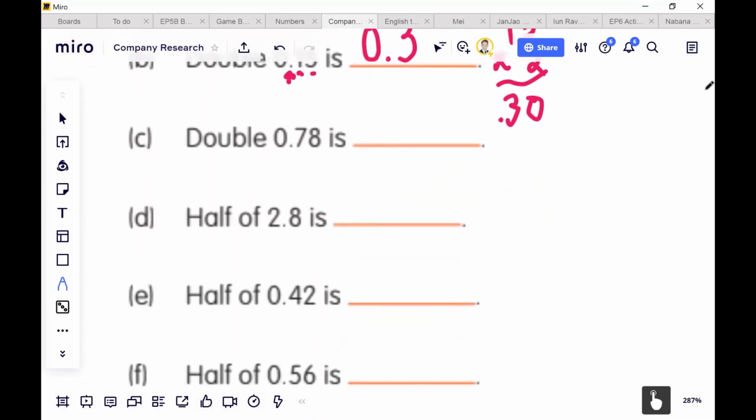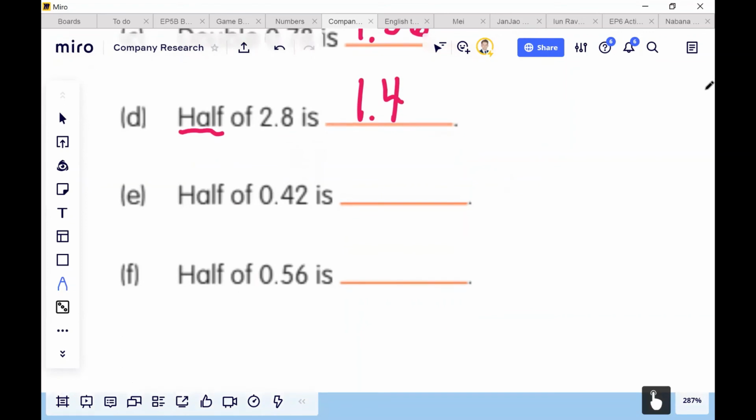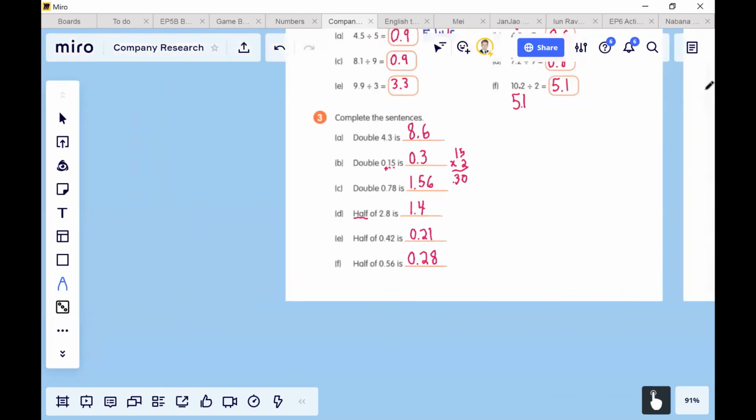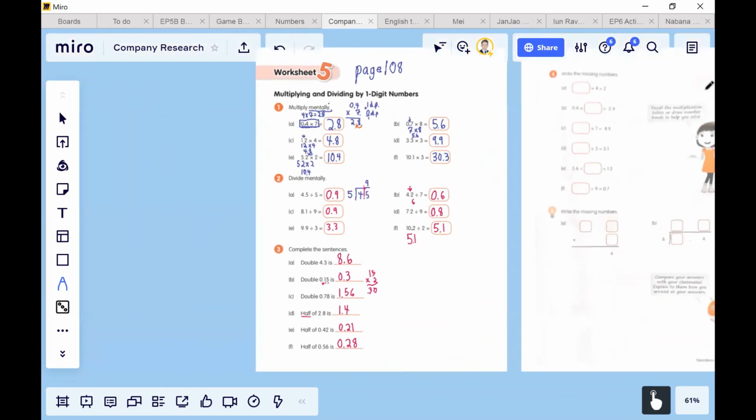Okay, double 0.78 is what? 1.56. Okay, let's move on. Half of 2.8 is, and that's half, 1.4. Okay, and half of 0.42 is 0.21. And last question, you guys. Half of 0.56 is 0.28. All righty, we're in great shape, guys. Thank you so much. That is page 108 in the books. Thank you for your help.